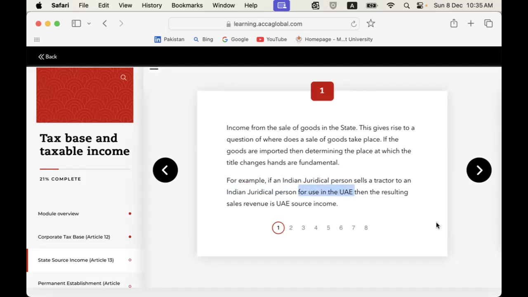Utilized for use in the UAE. Yeah, right? So that means it would be... no, sorry, it's a juridical person. So the company would be resident, or a PE would have been generated, for the use in the UAE? Yes, exactly. The point is that the use through the PE. Yes, exactly. It could be a PE also.